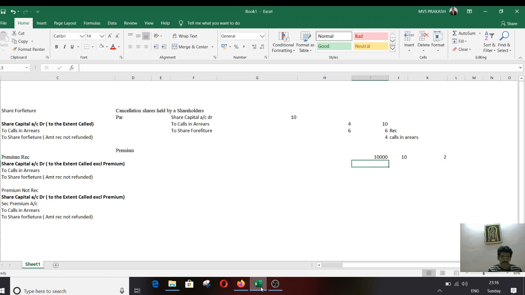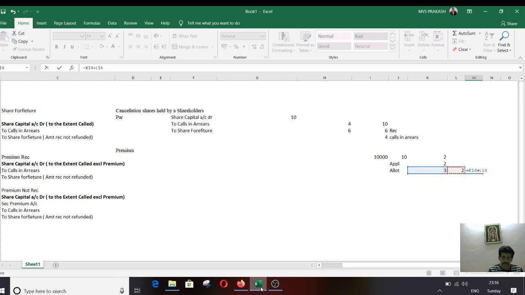Now what is your application money? Application money, let us consider that to be 2 rupees. Allotment money, let us consider that to be 3 rupees plus premium 2, total put together coming to 5.